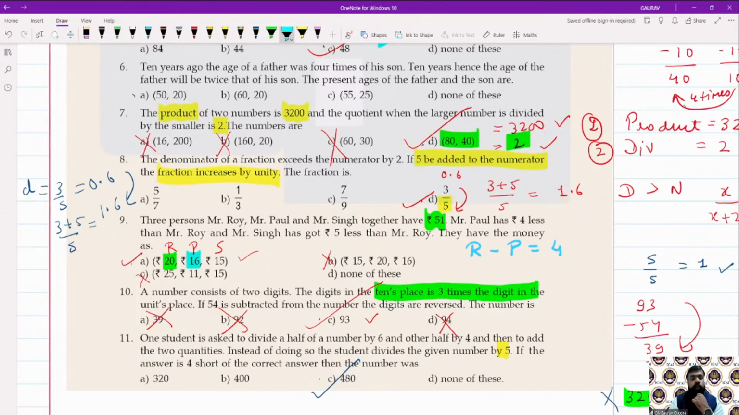So is there a difference of 4? Yes, the difference is 4. So the first option is getting satisfied. But in the second, this is not the case. And in the third also, it is not getting satisfied. Only the first option is satisfying the condition. Also check the second condition, the difference between Roy and Singh. Roy is having 20 rupees, Singh is having 15 rupees. Now the difference should be 5. So this condition is also correct in option number A.